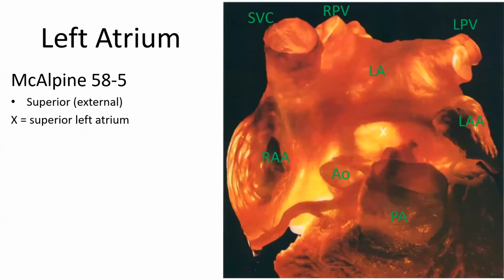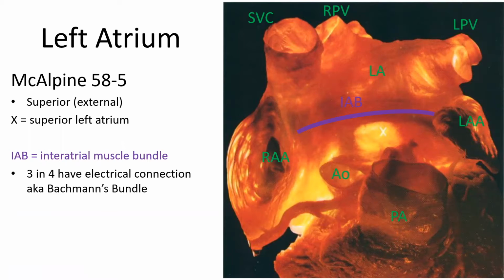Taking a superior view of the atria here, we see that the ventricles go off screen to the bottom. The aorta is reflected, revealing the superior wall of the left atrium. And behind that, spanning the atria, is the interatrial muscle bundle. And in this bundle, 3 and 4 have an electrical connection, sometimes called the Bachmann's bundle. And 1 and 3 have a sinus node artery that originates off the circ and either goes posterior or anterior to the appendage and traverses through this bundle over to the sinus node.